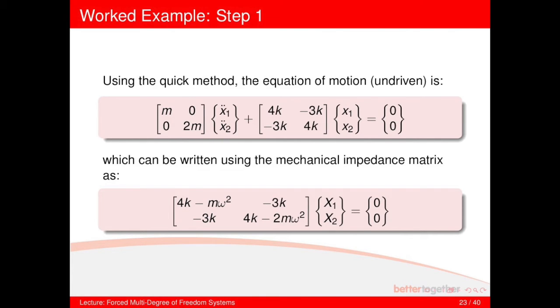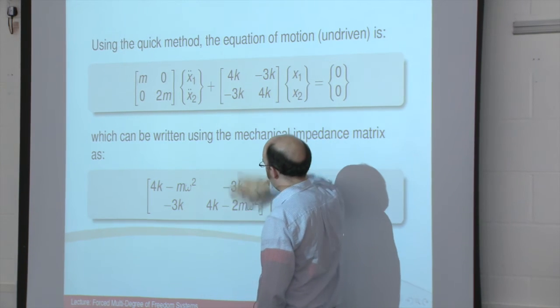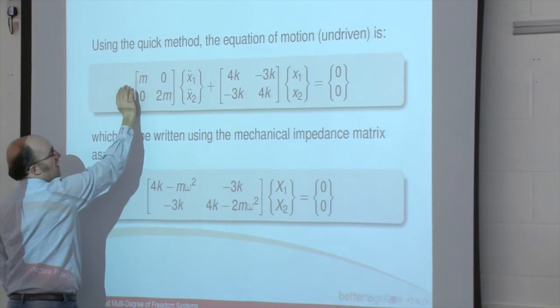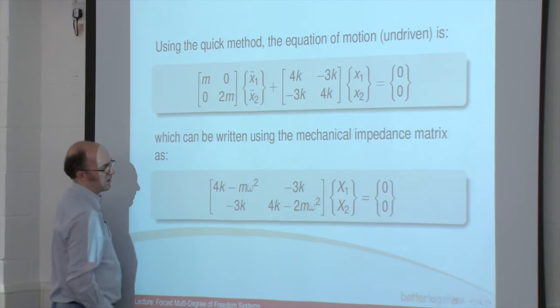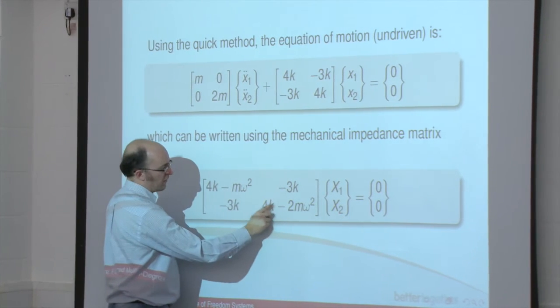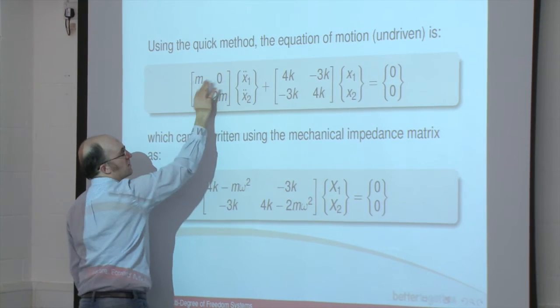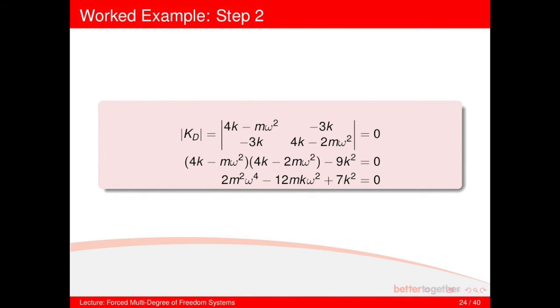And you can apply the substitution that we did last week, go through the process, but if you're aware of what that substitution is, you can jump straight from this to this. Basically, you take this term and you subtract omega squared times by these terms. So you get 4k minus m omega squared. Down here we've got 4k minus 2m omega squared. And then obviously these terms don't change because these terms are 0. We take the determinant of that matrix.